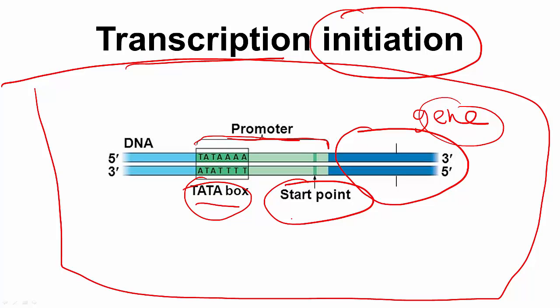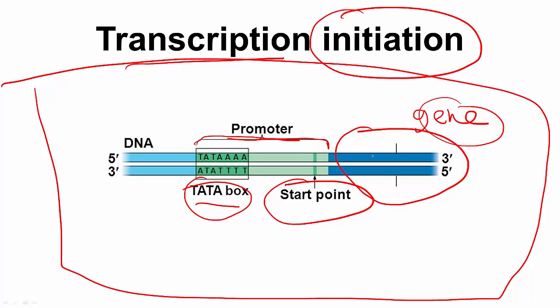Okay, let me say that again. The start point indicates the exact DNA nucleotide that's going to base pair with the first RNA nucleotide in order to grow the RNA polymer. Again, I will show you what I mean soon.